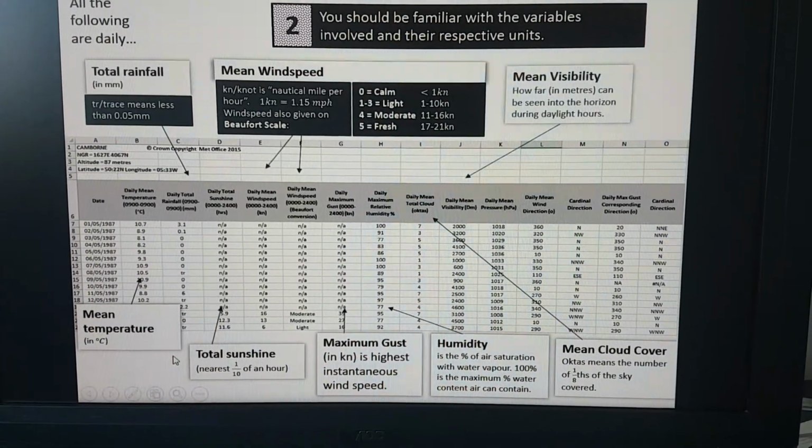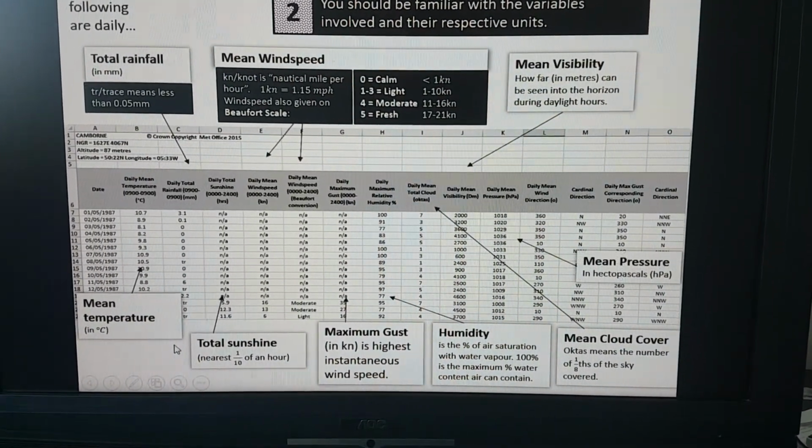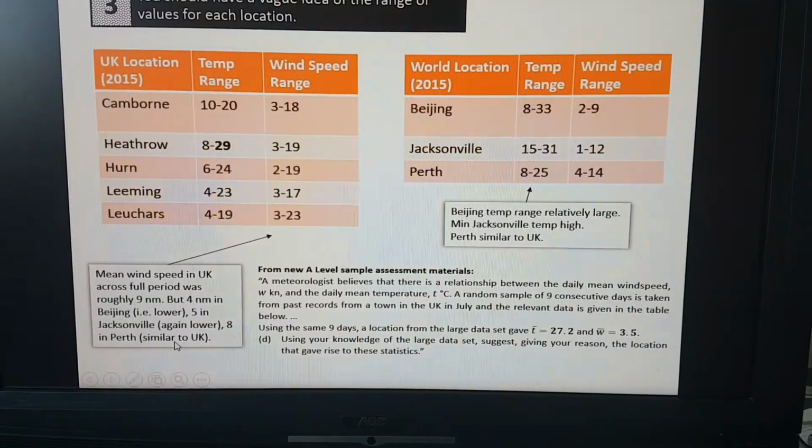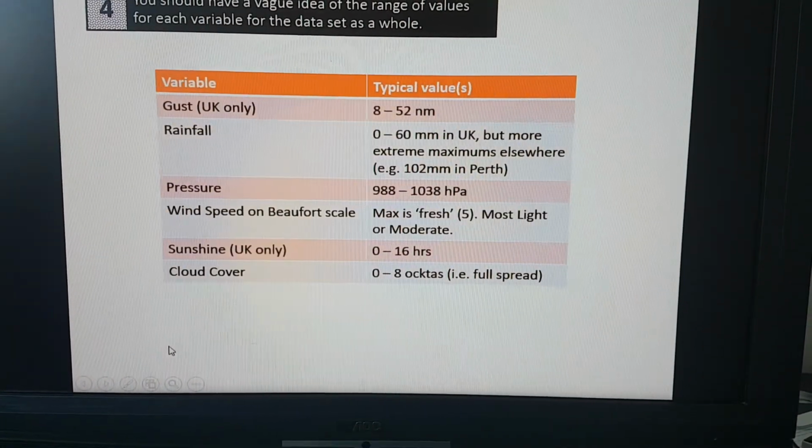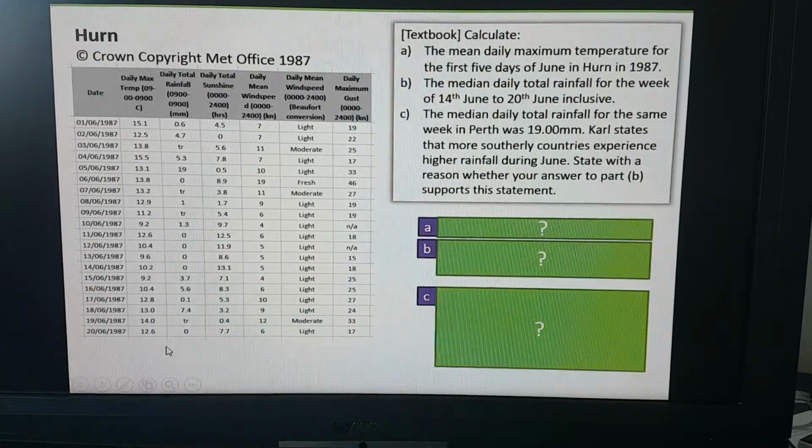Just pause it and read those. Okay, examples again. That's done. If you have any questions, please write me a comment. Next, we are going to do measures of location and spread.